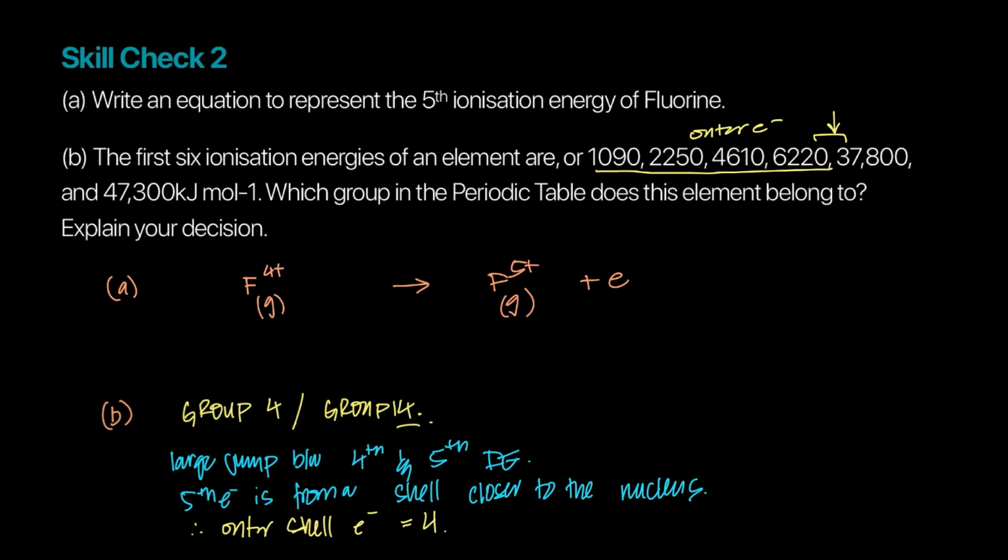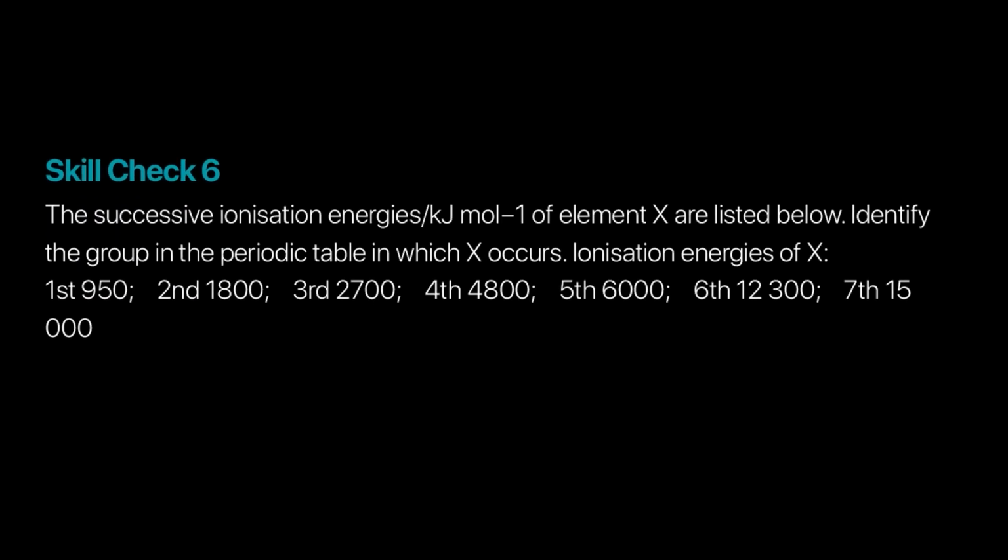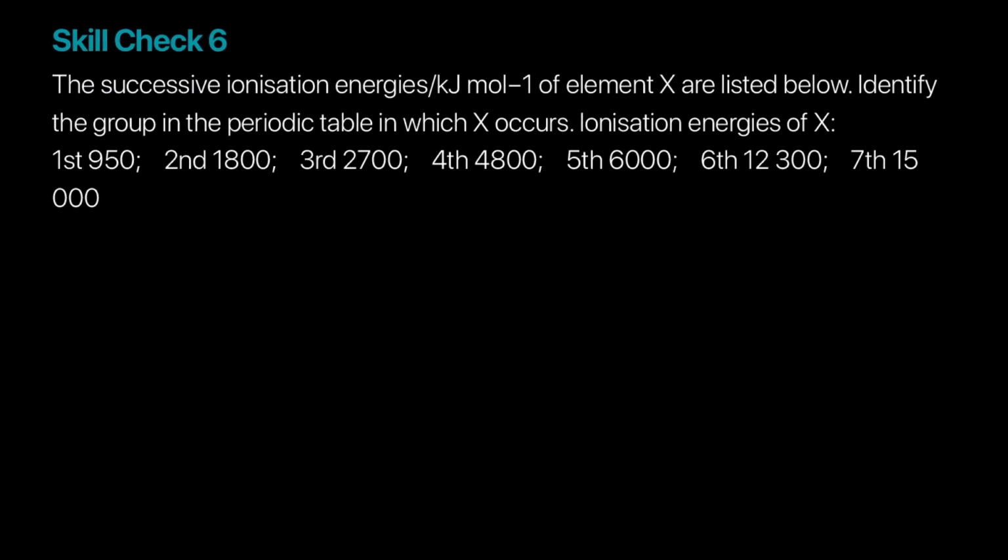Alright, let's move ahead. Let's take a look at this one. This is about element X. They're saying identify the group in which X occurs. They've given the first ionization energies of X: 900, 1,800, 2,700, 4,800, 6,000, 12,000 and 15,000. So where is the largest jump in ionization energies here? It's right there between the 5th and the 6th.